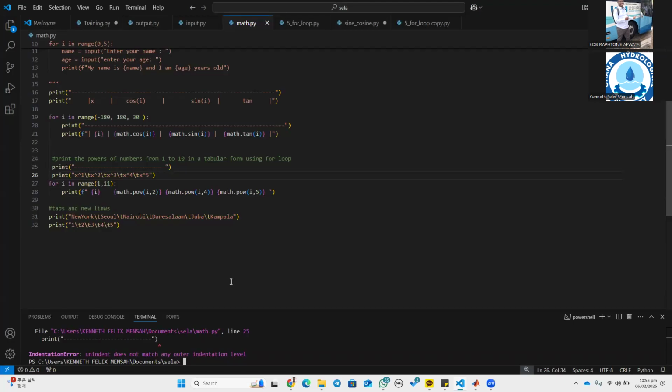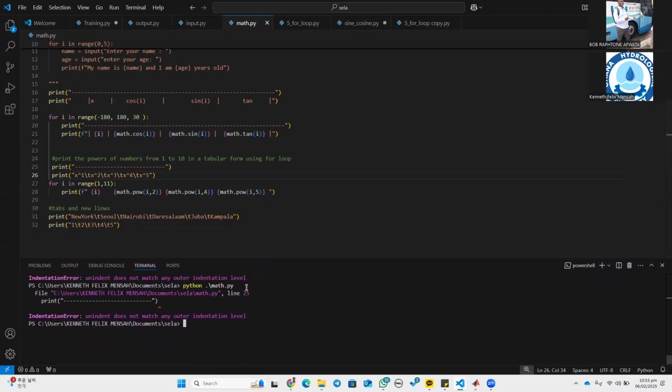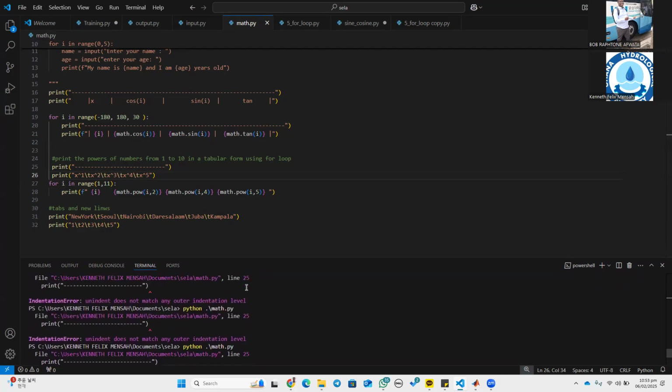So what was the problem? I tried running the line, but they were saying line 25. I don't know what is wrong with line 25. Oh, indentation. You see, print, they should be in the same line.